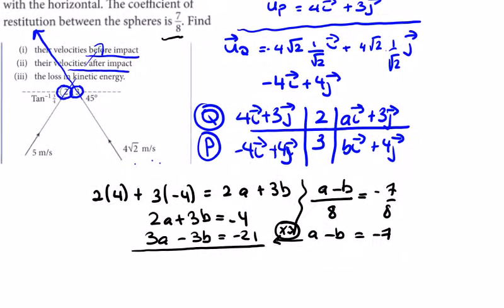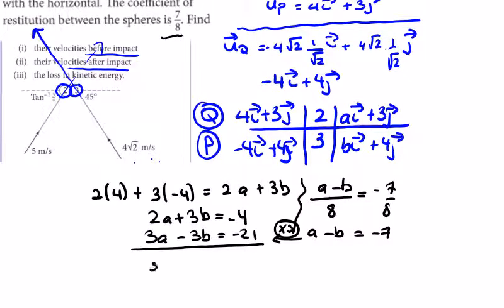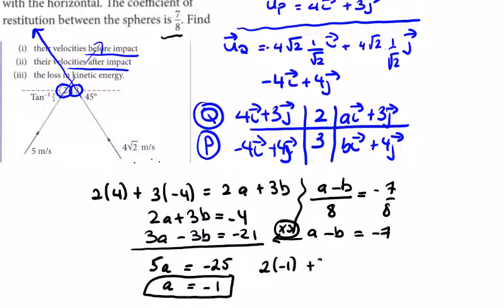And solving this, we're going to get 5a is equal to minus 25. So a is equal to minus 1. And if a is equal to minus 1, we can say that 2 times minus 1 plus 3b is equal to minus 4. So we're going to get 3b is equal to minus 4 plus 2, which is minus 2. So b is equal to minus 2 over 3.